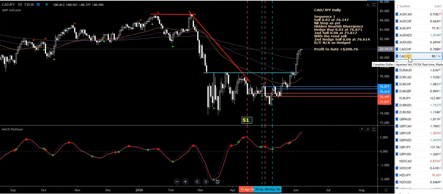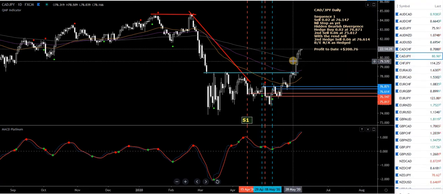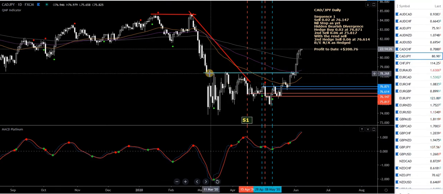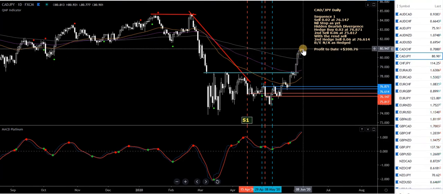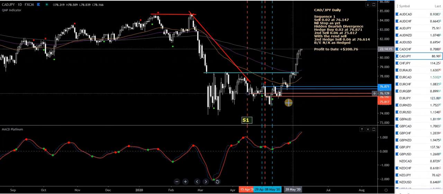CAD Yen. Now a few of the yen pairs have been on the move big time. They've been huge moves up. So I had this little level drawn, broke through that cleanly. Now, is it sustainable? Don't think so. It's eventually going to roll over.